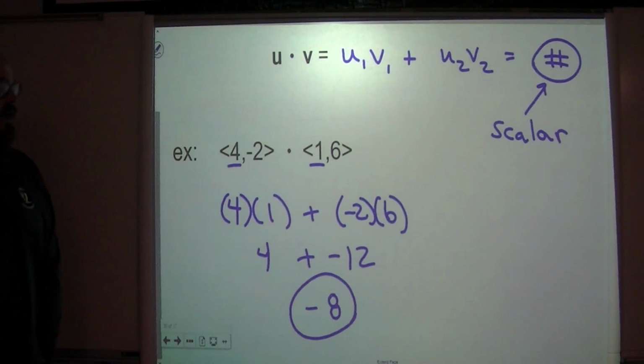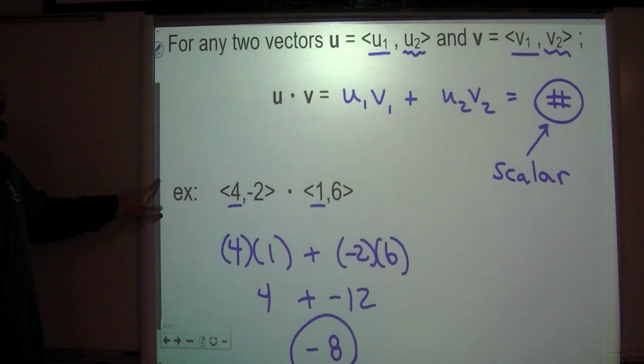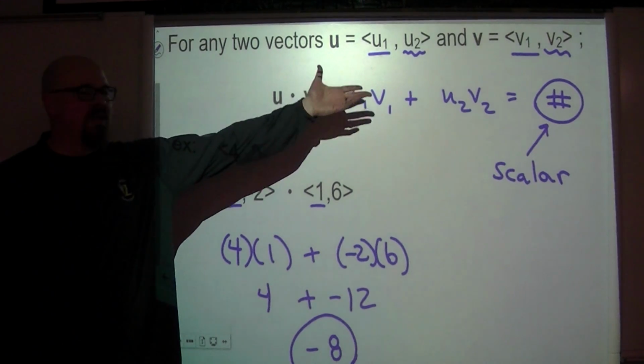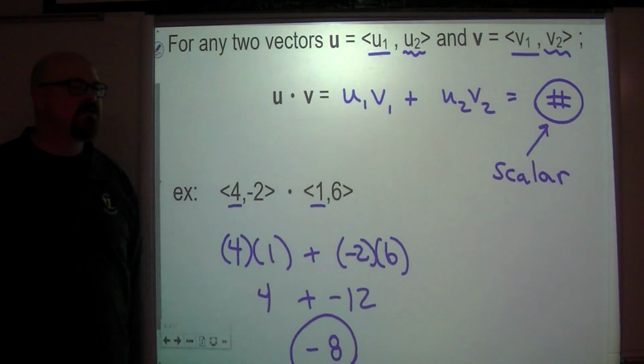Okay? Dot products are simple. They're not intuitive, though. It's not like, well, I can just multiply them and get another vector. That's not how it works. Okay?